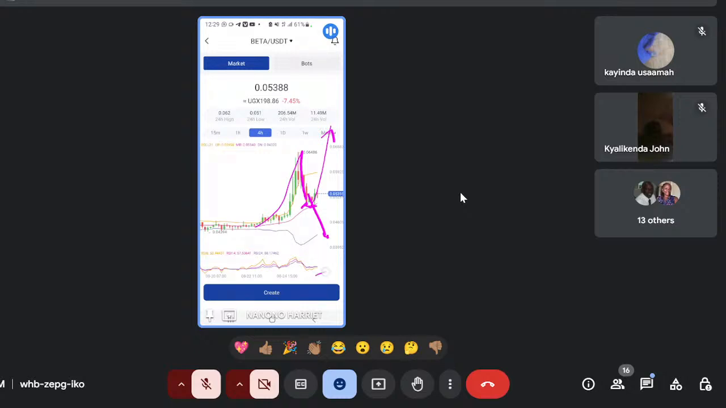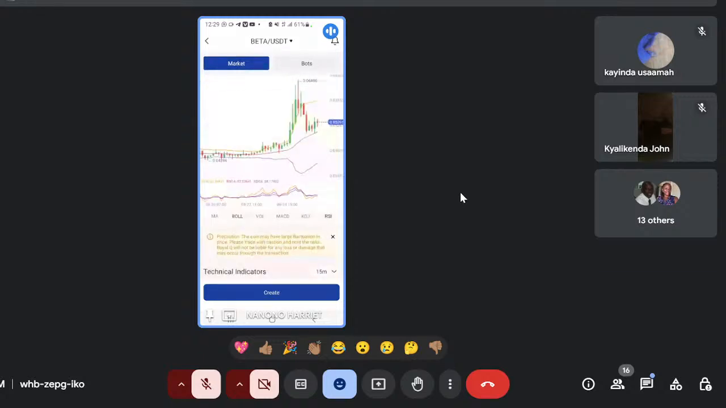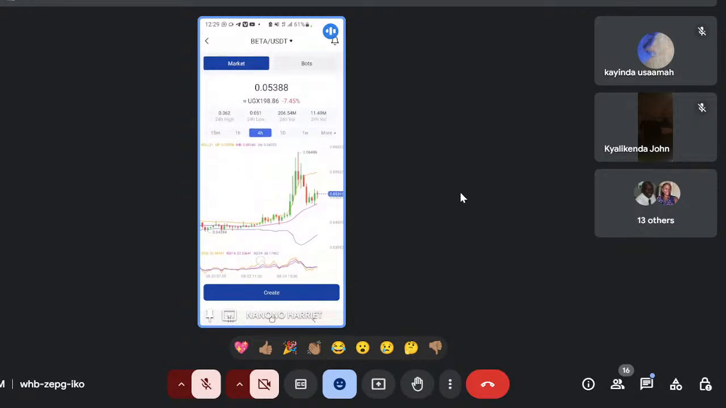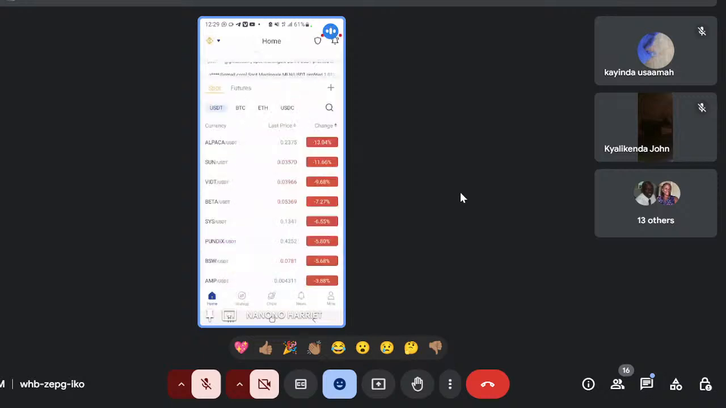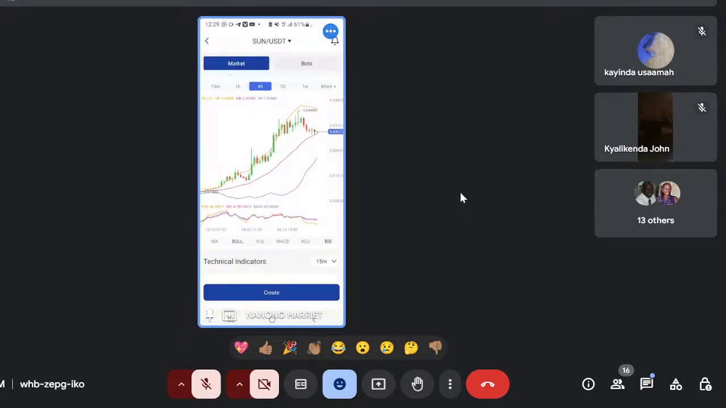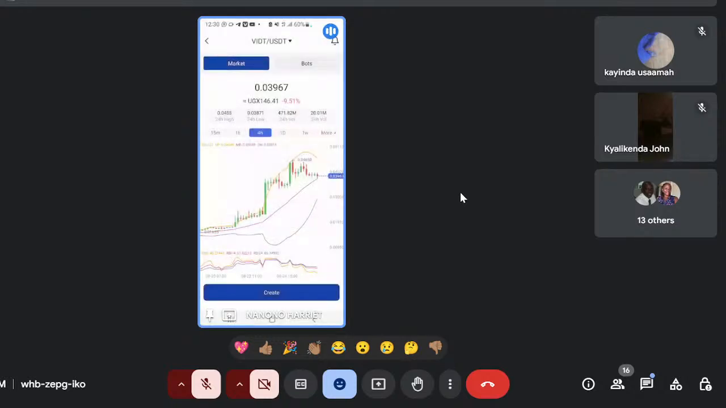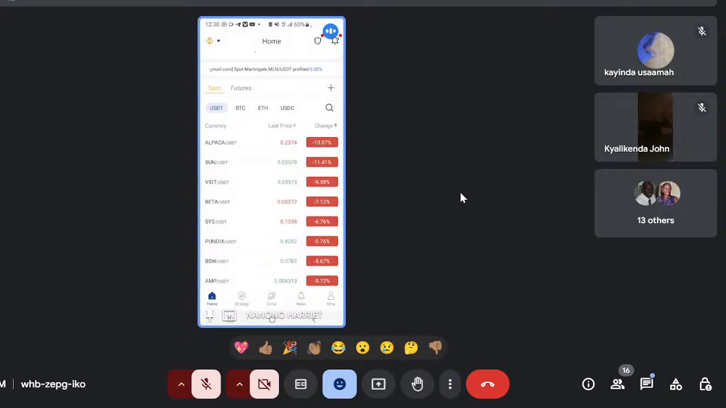When you look at the yellow line, it is still below. It is coming nearby. Let's compare Sun, where it was. You see, that one is far away. Now when you look at Vidit, is it Vidit? No. We are looking at which one?